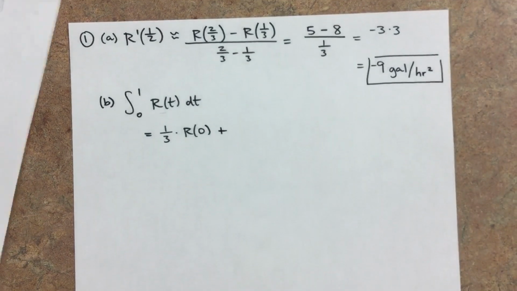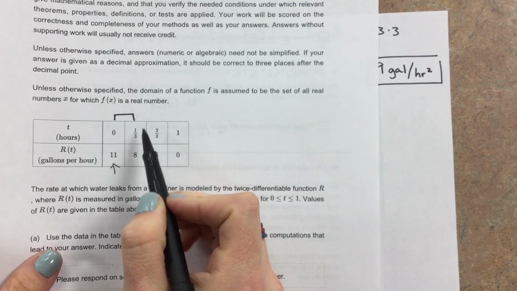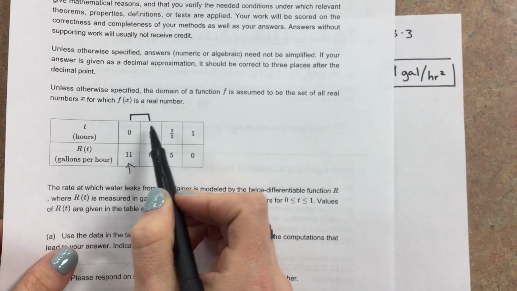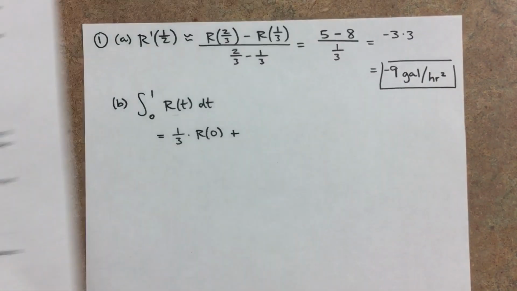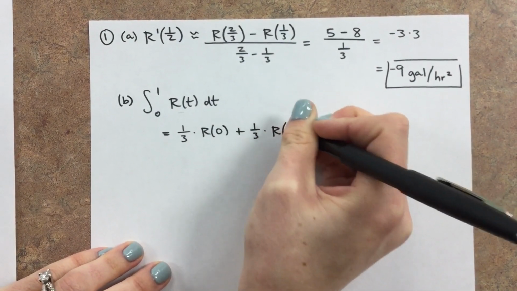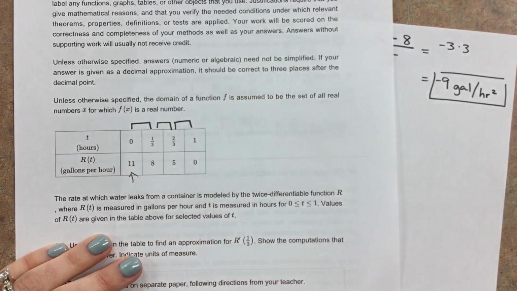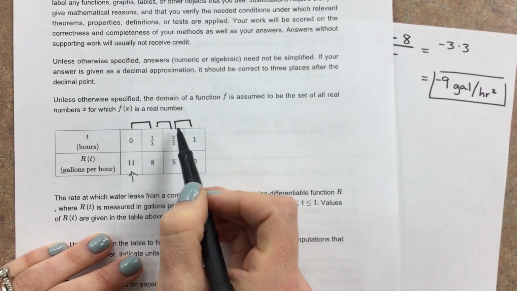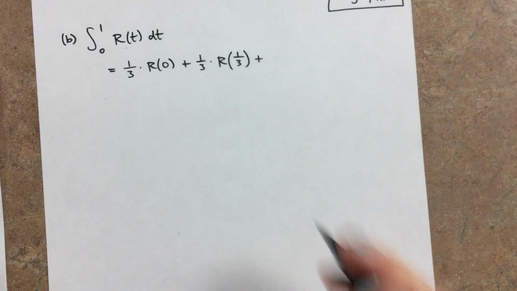Plus, and then the next interval goes from 1/3 to 2/3. That would be, again, a width of 1/3. This time, we're going to use the value at 1/3, which would be the left bound of this rectangle right here. So 1/3 again for the width, and the height would be the rate at 1/3. Plus, and then one final rectangle would be the last interval from 2/3 to 1. Again, a width of 1/3. Since it's a left Riemann sum, we're using the rate at 2/3 hour.